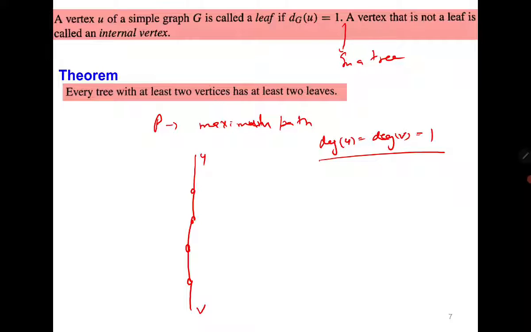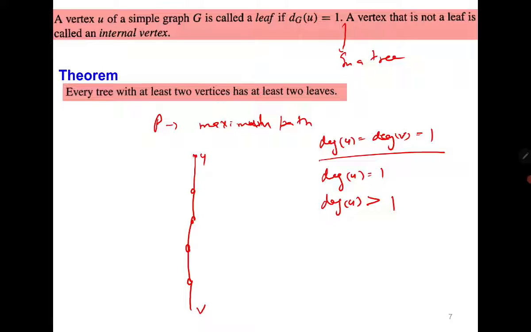We will prove just for one of the cases. So let's say degree u is equal to 1. This is what we need to prove. Assume that degree u is not equal to 1, which means it is greater than 1. It's a connected graph, so it cannot be 0. So let's assume it is greater than 1. Greater than 1, it means that there are two possibilities.